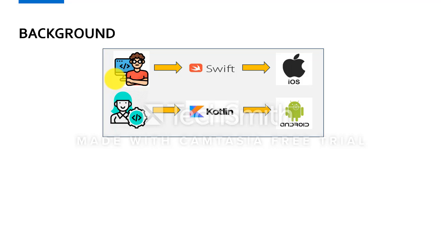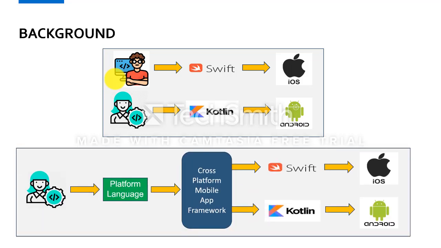Sometimes some feature is available on one platform but isn't available on another platform. So you have to wait till that feature is made available on both platforms so that you can roll out the latest update. Here the term cross-platform comes into the picture. Cross-platform means developing one app will be enough for many platforms.